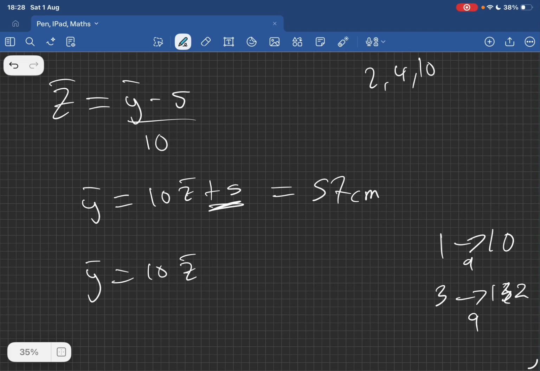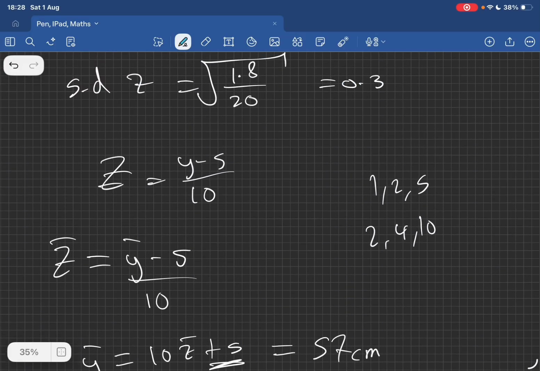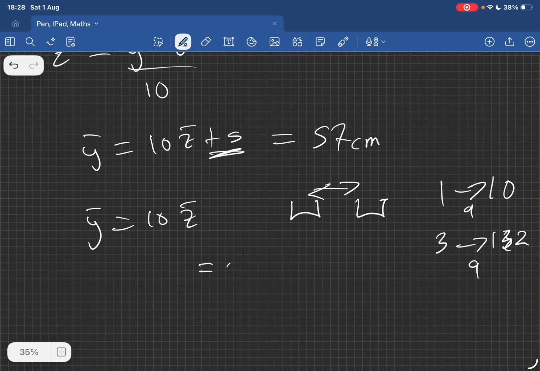Standard deviation is how much the data differs from your mean. Think of it kind of like range. It's not the same thing, but it's about the spread of your data. If you're adding or subtracting, your spread is the same, it's just moving left or right along the scale. If that doesn't make sense, fine, or just memorize that we don't add and subtract when we do standard deviation. So we have 10 lots of our previous standard deviation, which is 3 centimeters. And those are our final two answers.